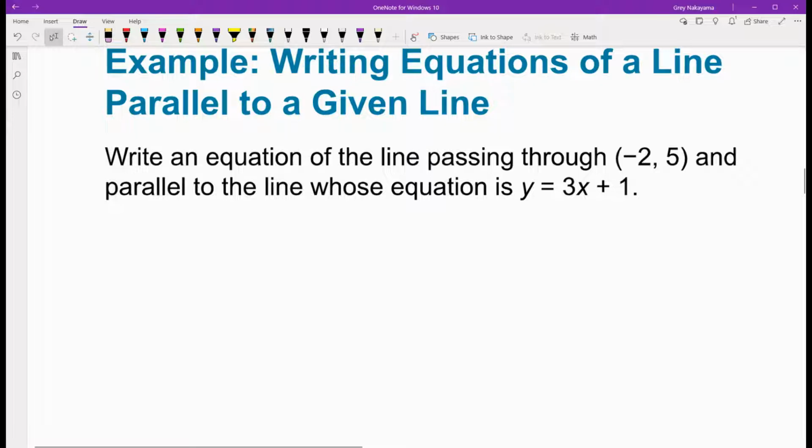So look at this first example. We're going to write an equation of a line passing through (-2, 5) and parallel to the line whose equation is y equals 3x plus 1. So first and foremost, what is the slope of y equals 3x plus 1? It's the coefficient of x, so the slope is 3.